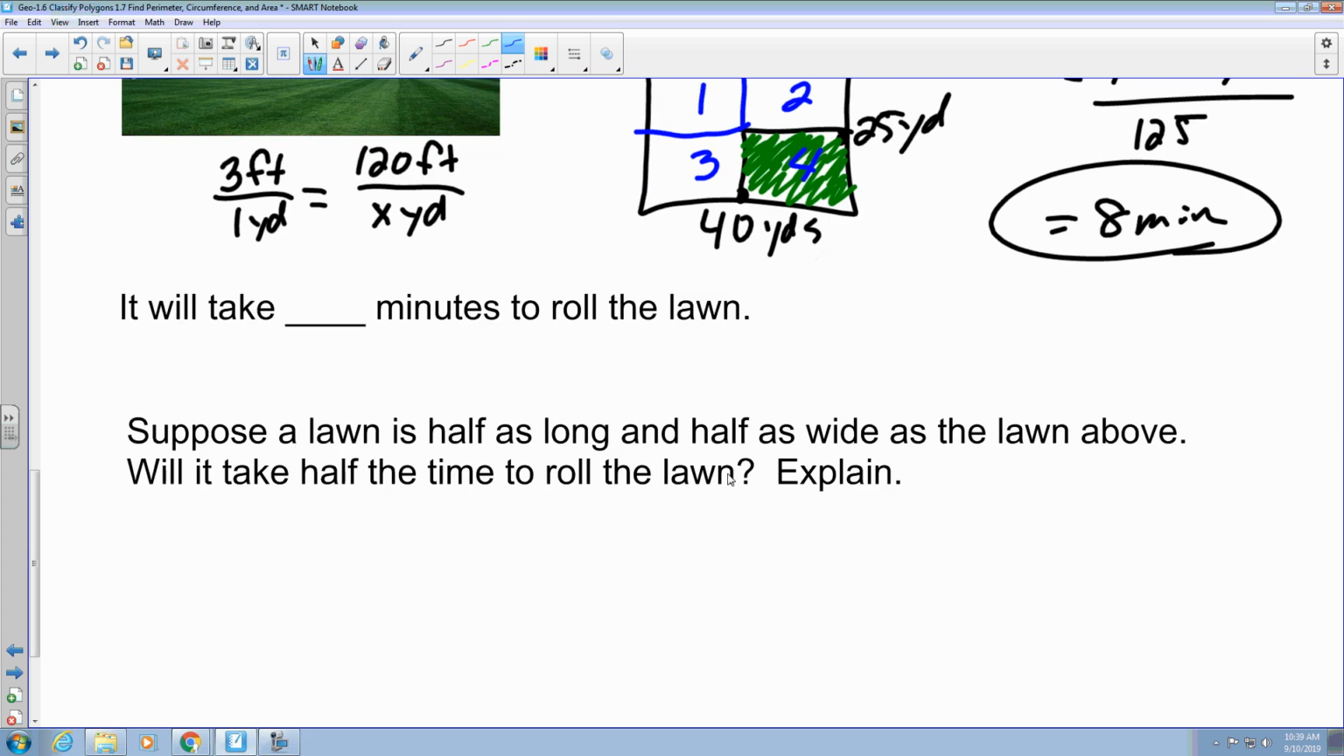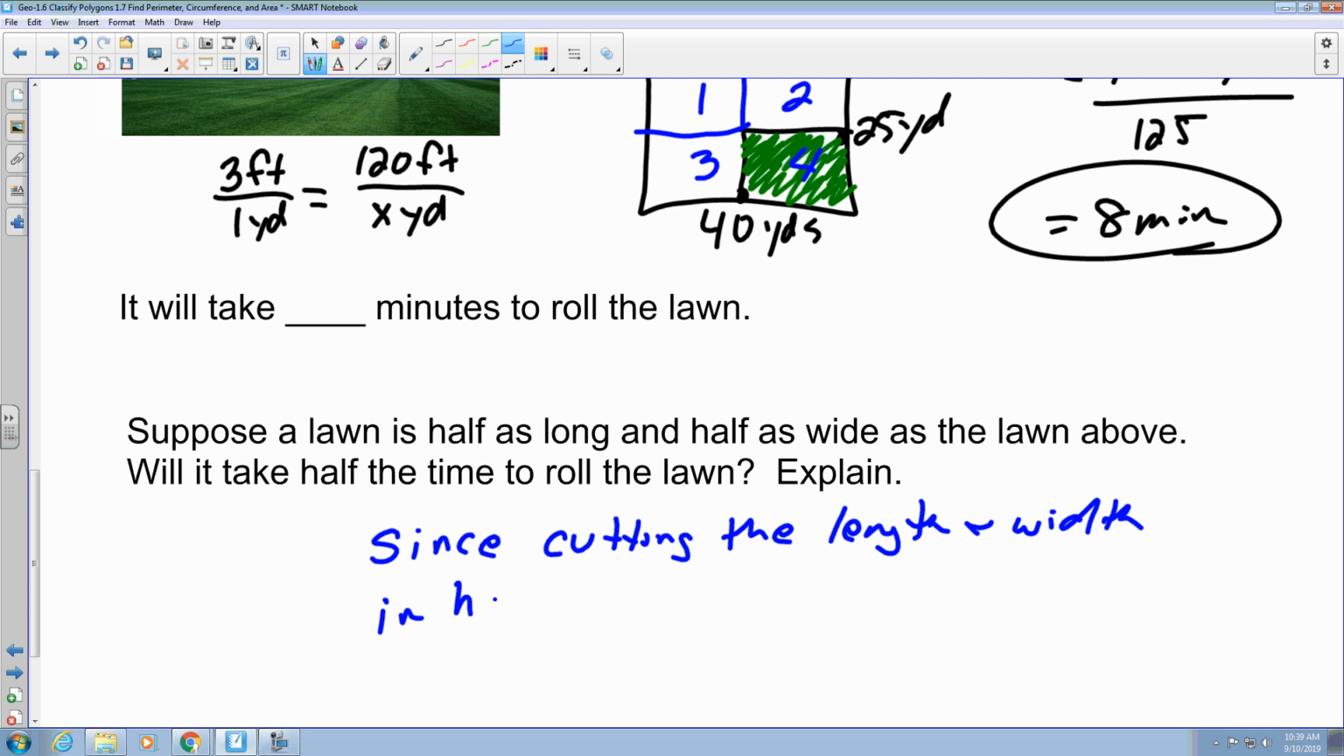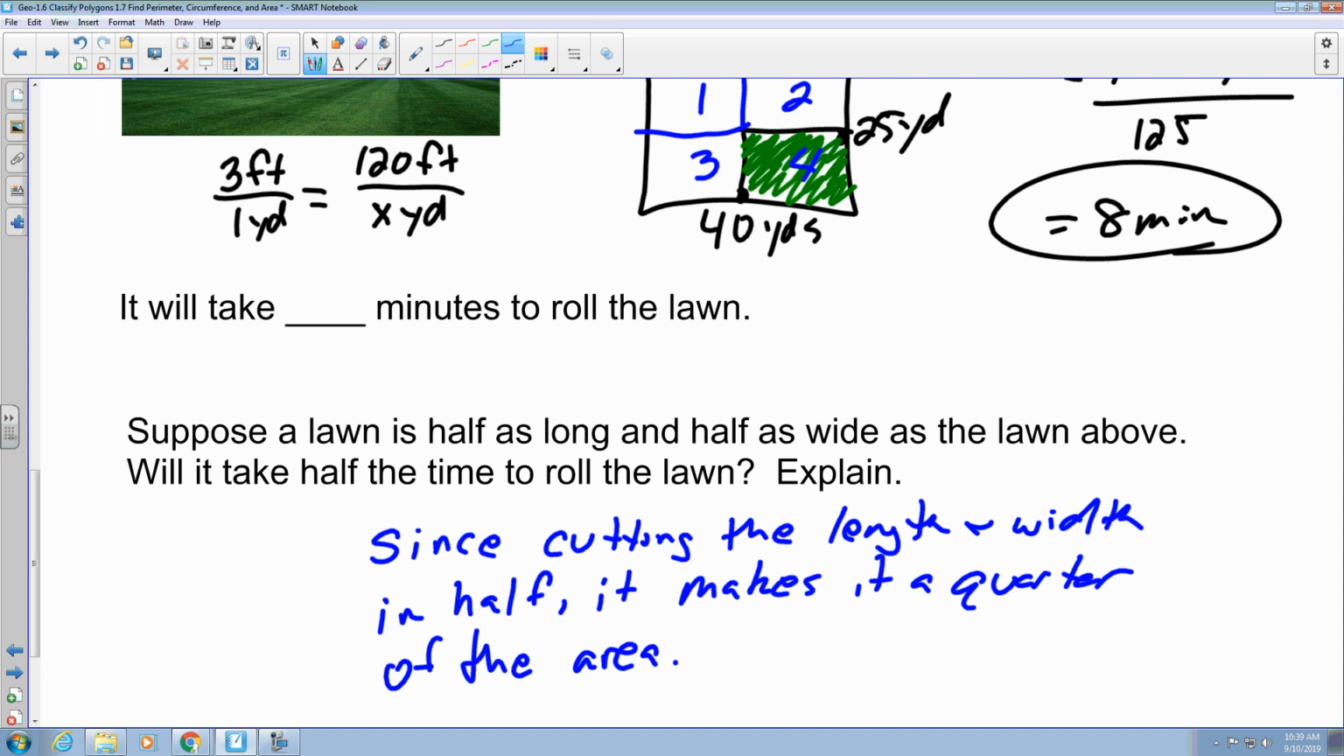So no, it's not going to take half the time. It's going to take a quarter of the time. If you wanted to put an explanation, cutting the length and width in half makes it a quarter of the area. So it will be a quarter of the time, or 1/4.